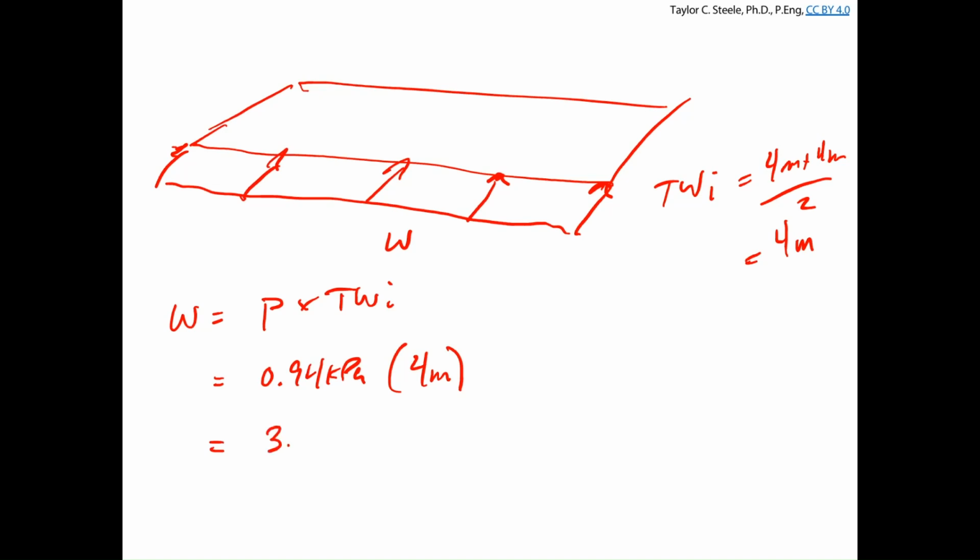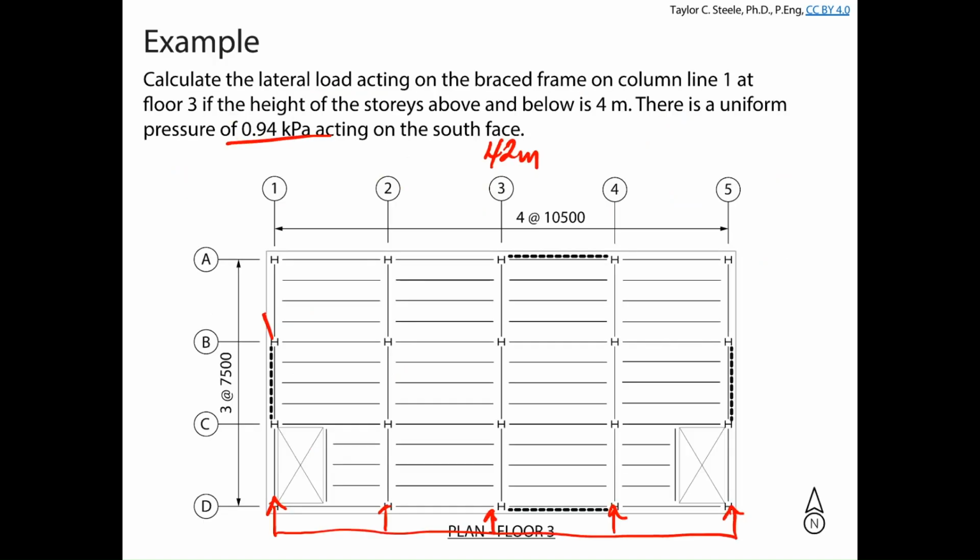And what I want to do is treat this as a simply supported beam where I've got a pin and a roller at the location of my braced frames. And what I want is the reaction at the left-hand side, because that's going to be the action on the braced frame at this level. We've already gone through statics problems like this. This is a pretty simple one.